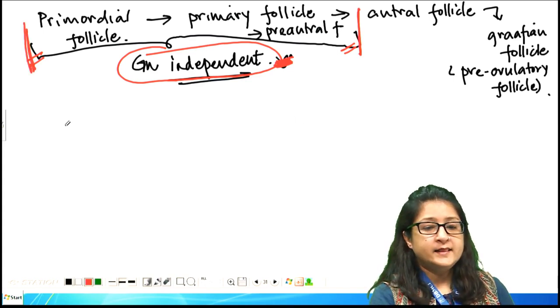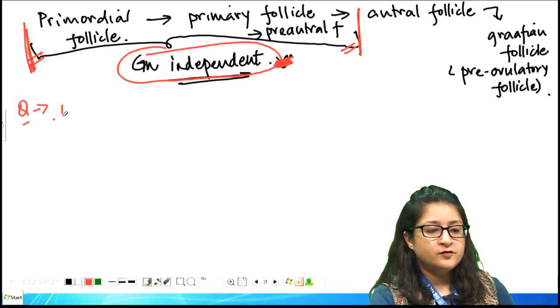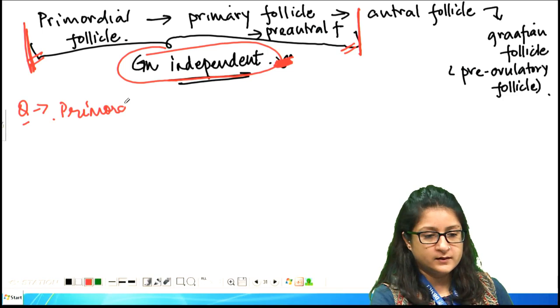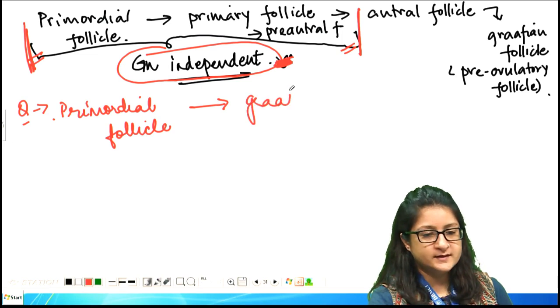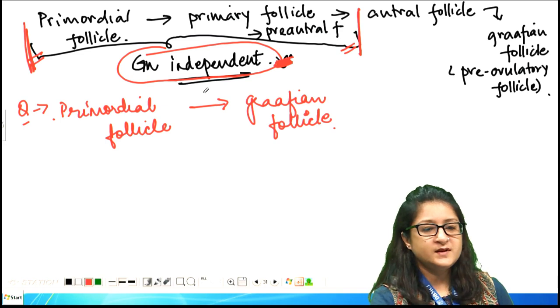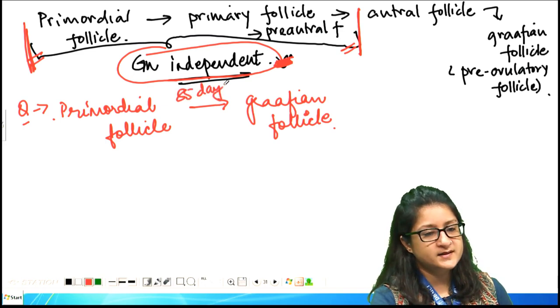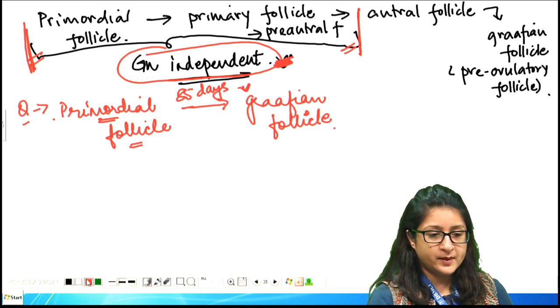Then, sometimes a question is asked about the time taken from the primordial follicle to the graafian follicle stage. This is 85 days. The follicular development takes 85 days from the primordial follicle to the graafian follicle. Another important point to remember.